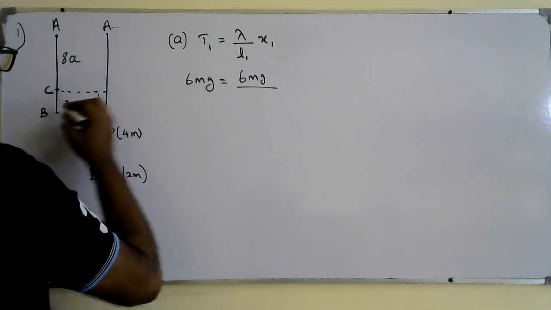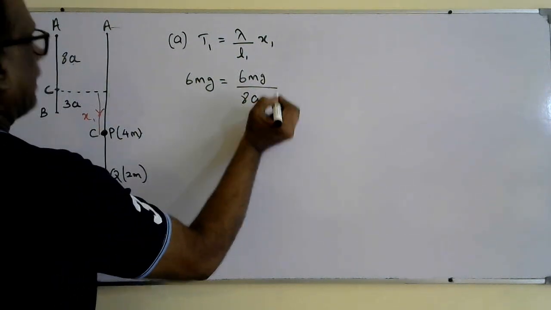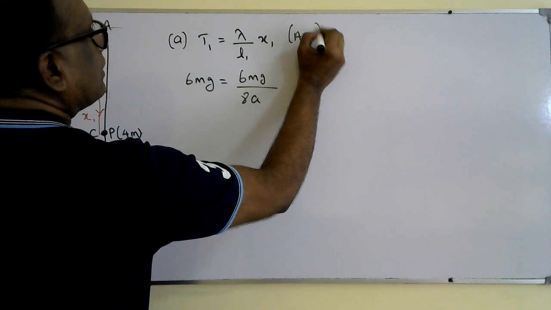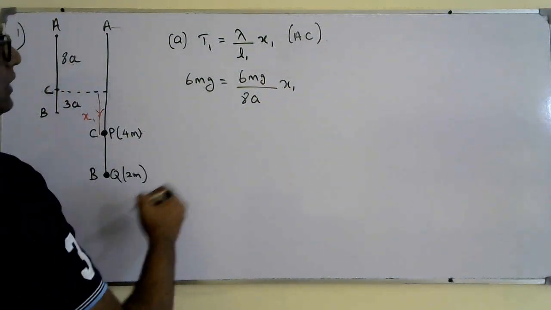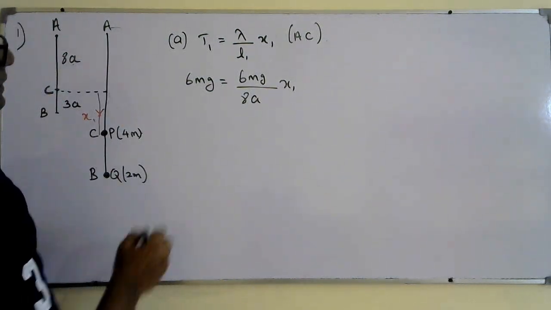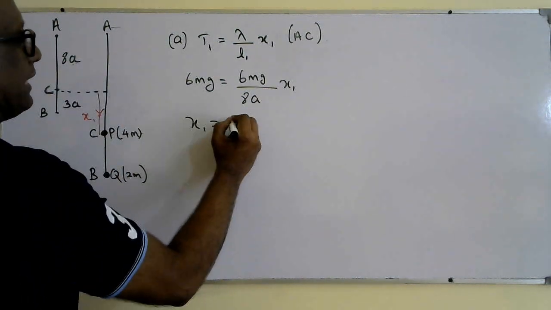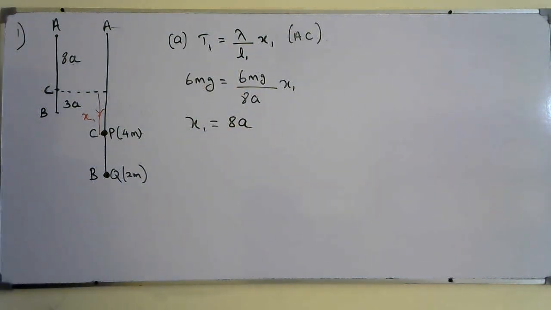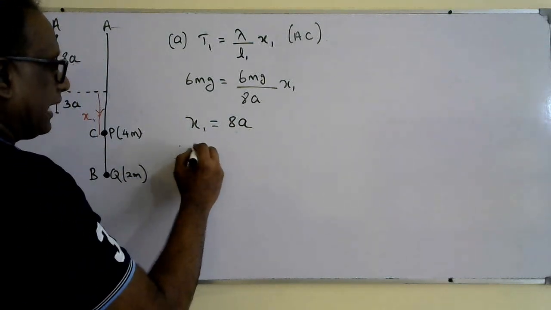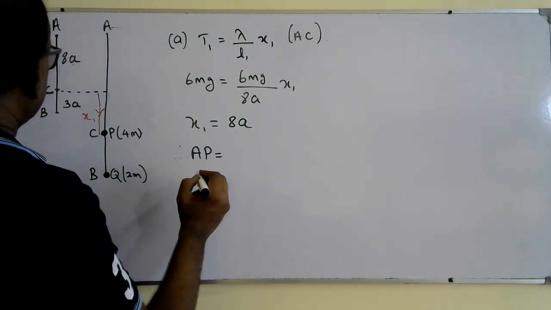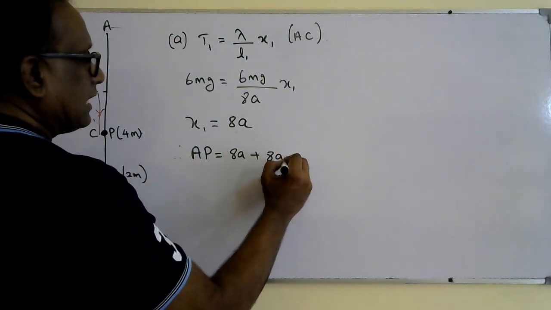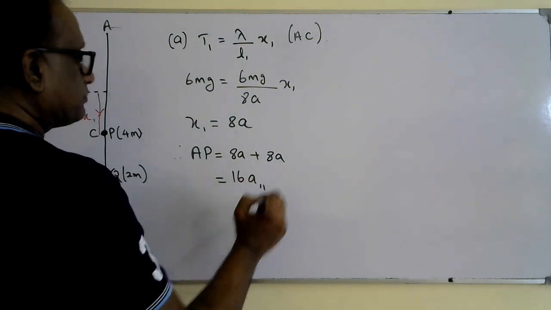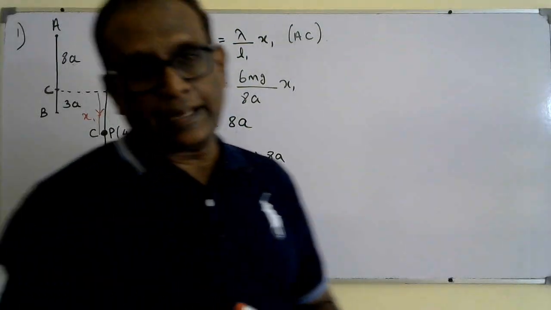L1 is that portion, that is 8a. I am considering AC, so I consider the length AC times x1. So I need to find x1, the extension of AC. How much? So x1 is going to be 8a. Already the natural length is 8a, extension is 8a, therefore AP, the total length, is initial length 8a plus extension x1, that is 8a. So that is going to be 16a. That is the length AP.